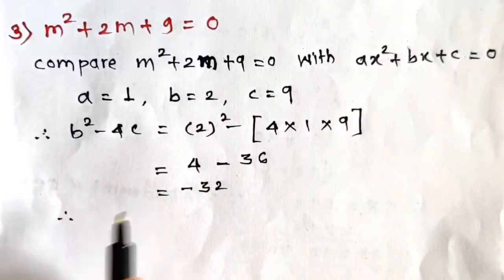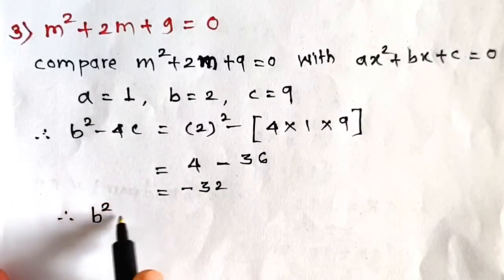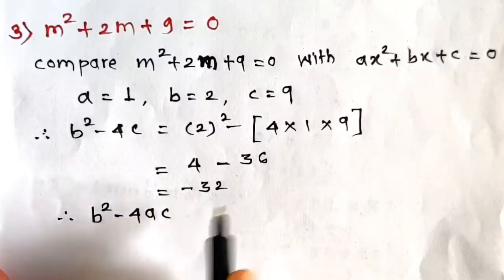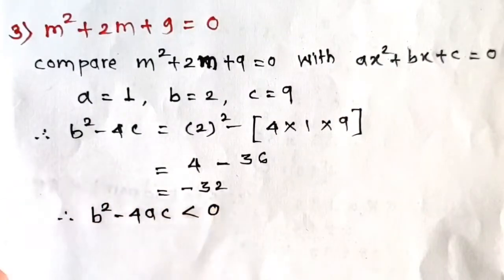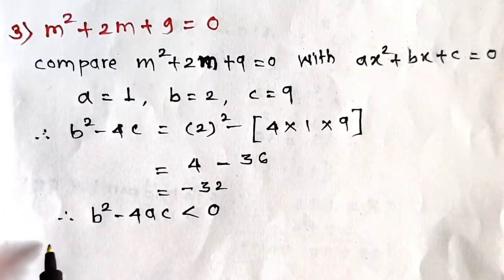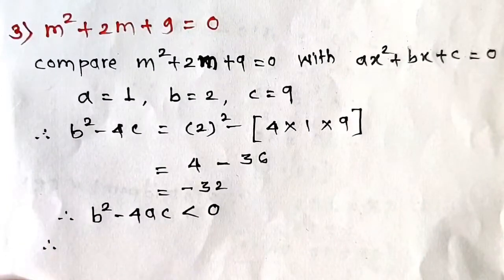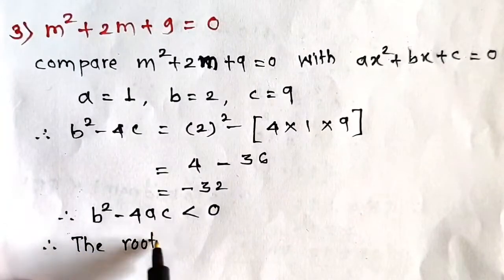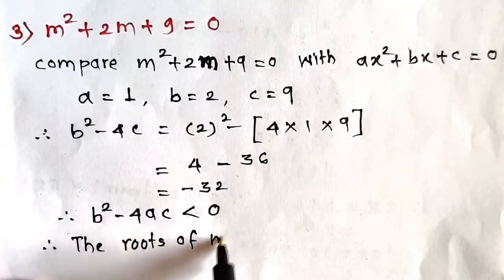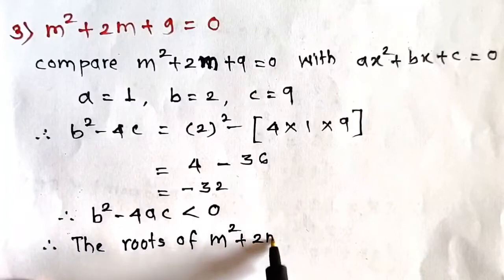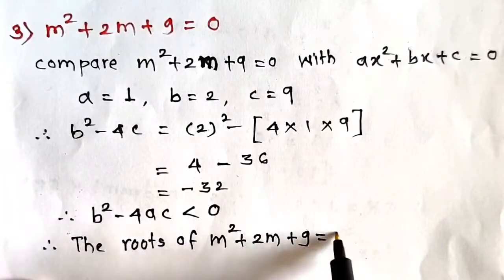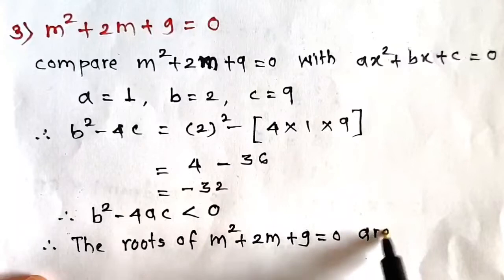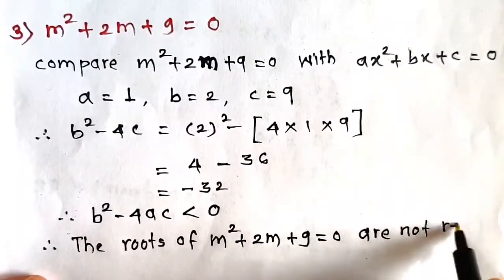Therefore what is our conclusion? The value of b square minus 4ac is negative, that means less than 0. And whenever it is less than 0, the roots are not real because we can't find the root of a negative number. Therefore, the roots of the equation m square plus 2m plus 9 is equal to 0 are not real.